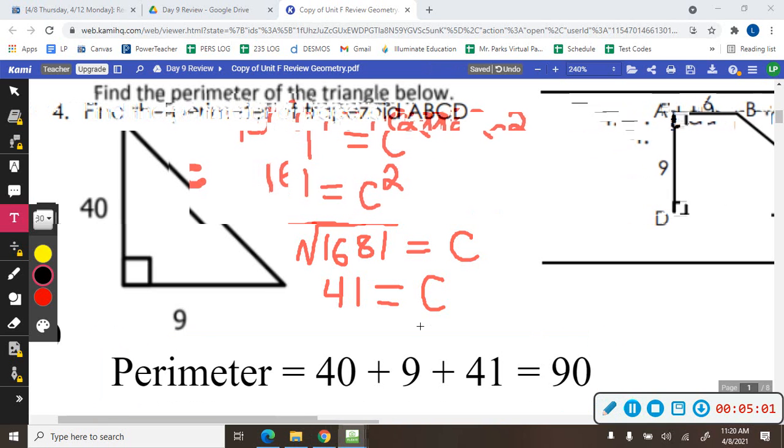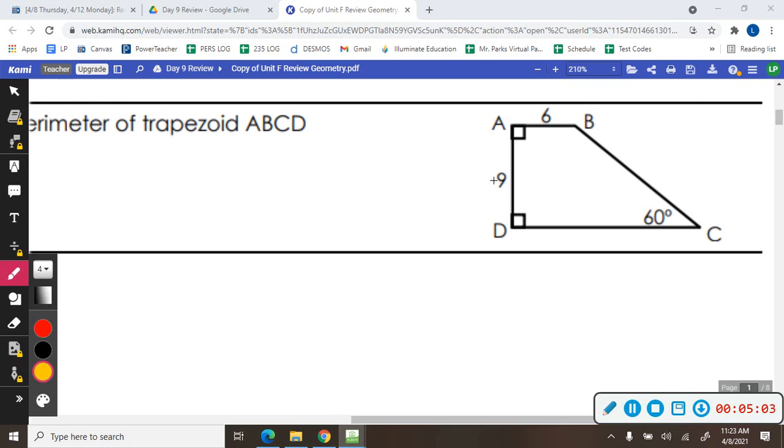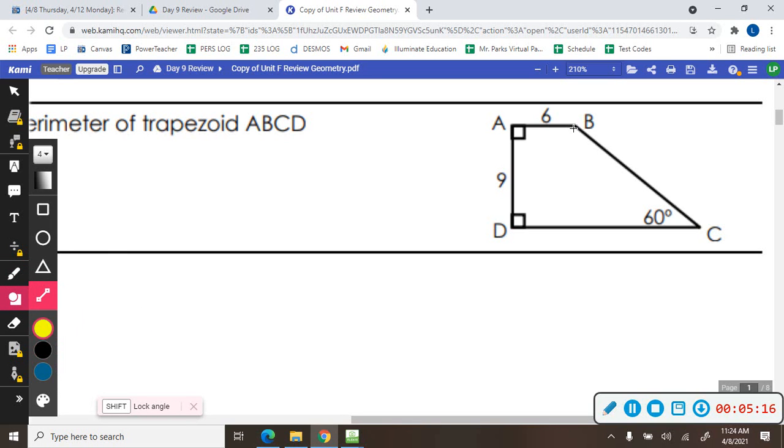Okay, we're supposed to find the perimeter of the trapezoid. We know this is 6, this is 9. We need to find this length. We need to find this length. And so we could separate this into a shape that we do understand. And so if I separate this into a rectangle and a right triangle.